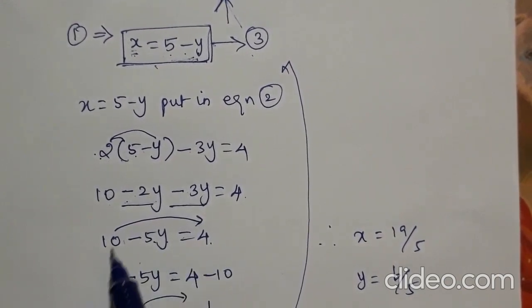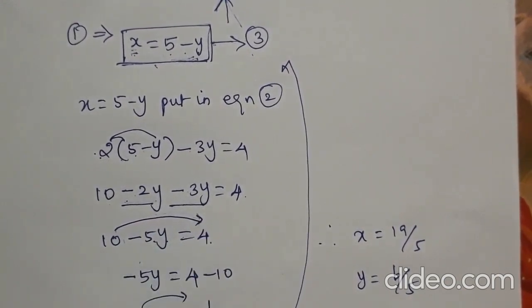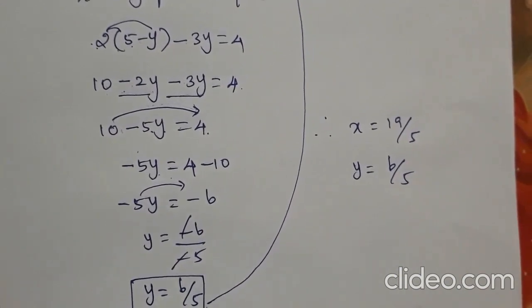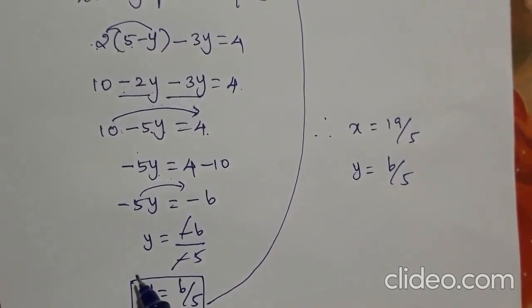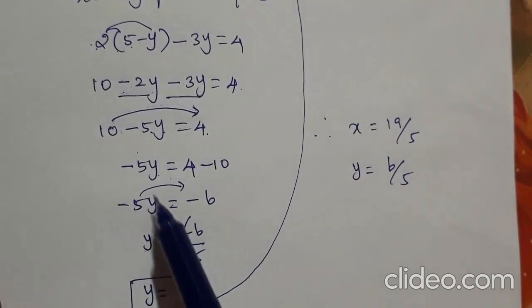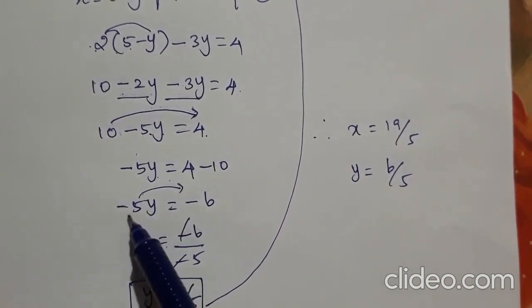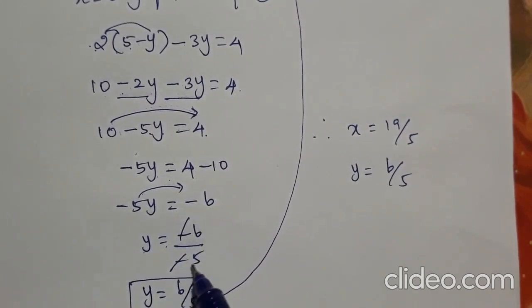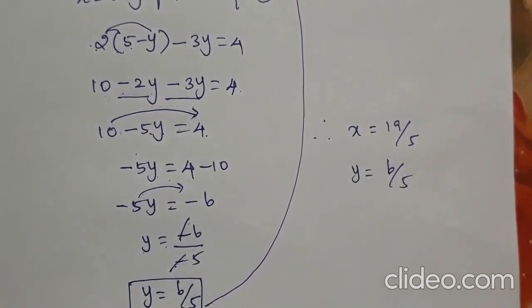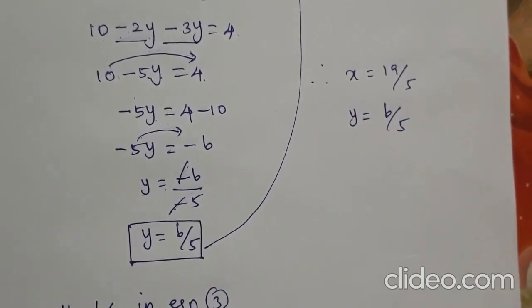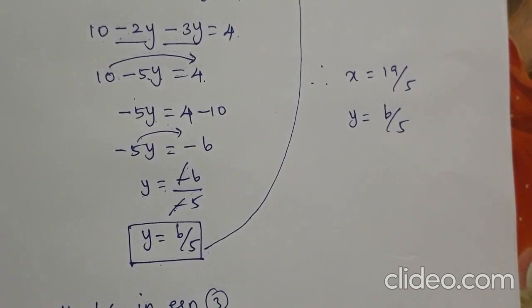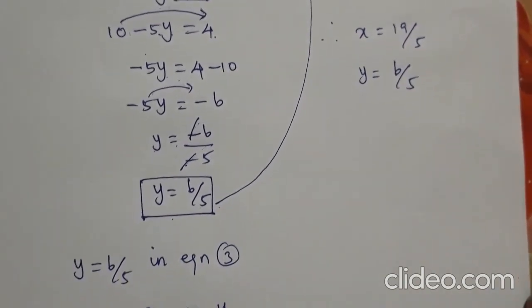So next step, this 10 you can take to the right hand side. So minus 5y is equal to 4 minus 10. Next, y is equal to, this minus 5 I am taking to the right hand side. Here it is multiplication, so if it goes to the right hand side it means division. So minus 6 divided by minus 5, minus minus will get cancelled. y is equal to 6 by 5. So next we got the y value.